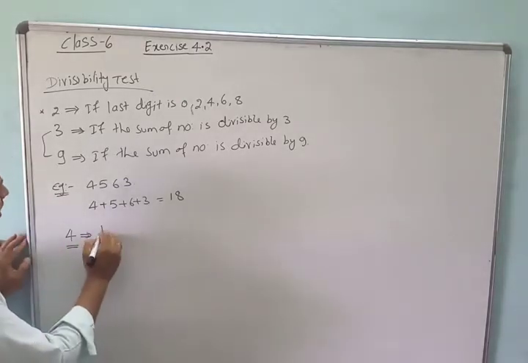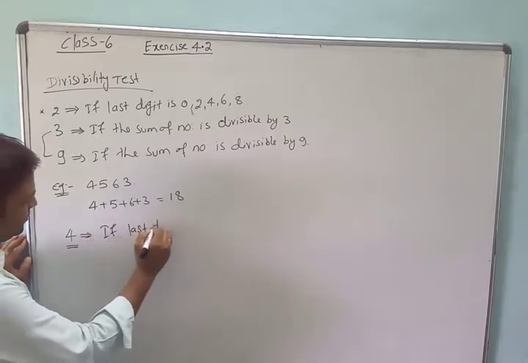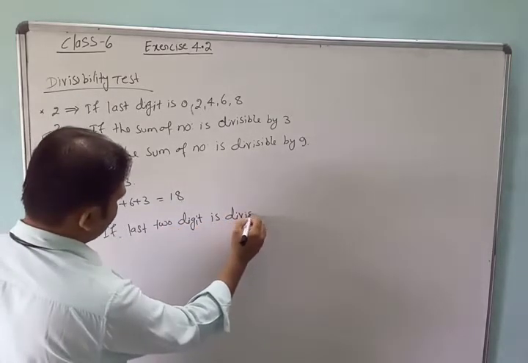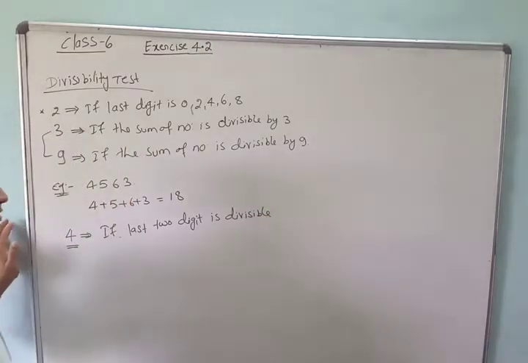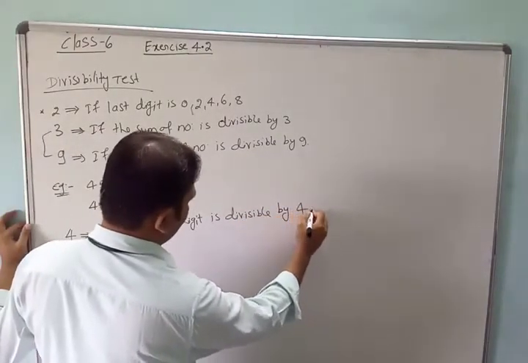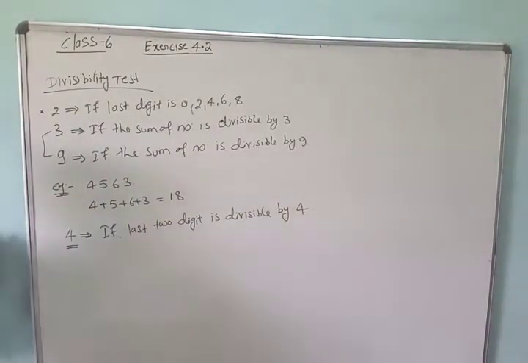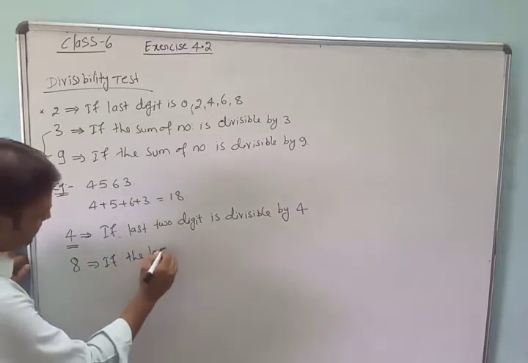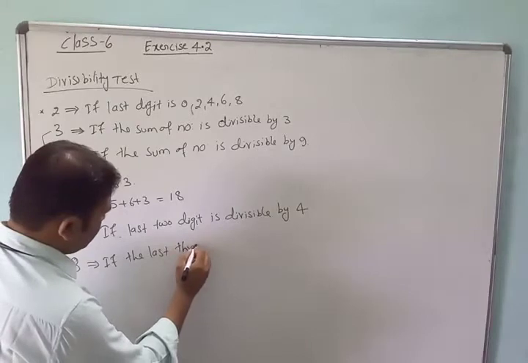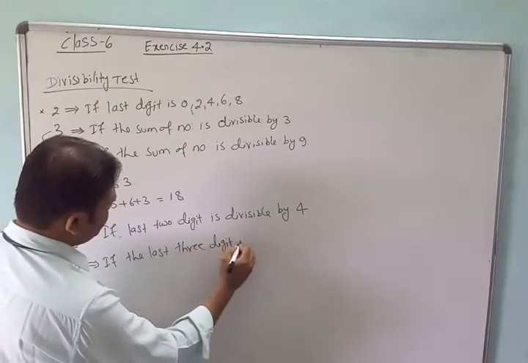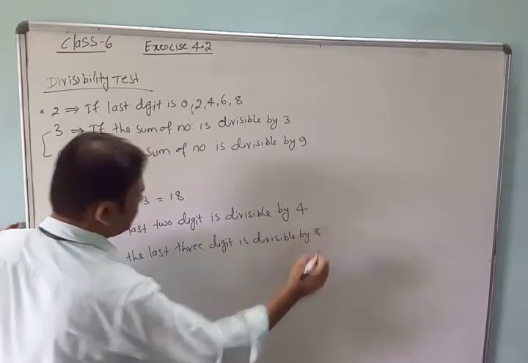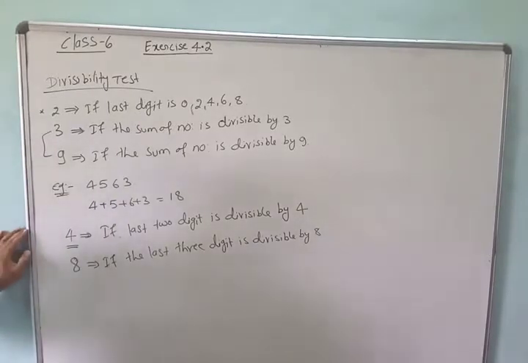Now come to 4. For 4, we have to check the last two digits. If the last two digits are divisible by 4, then we can say that the number is divisible by 4. And if the last three digits are divisible by 8, then we can say that the number is divisible by 8.